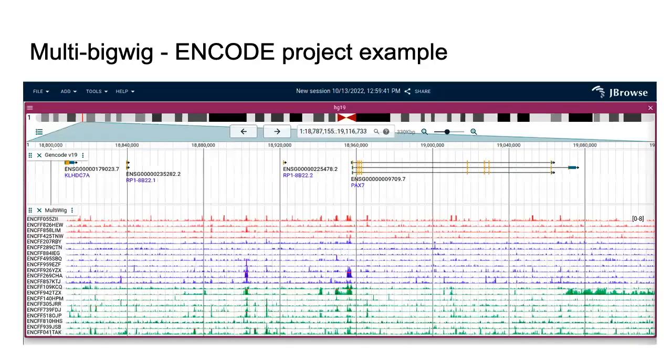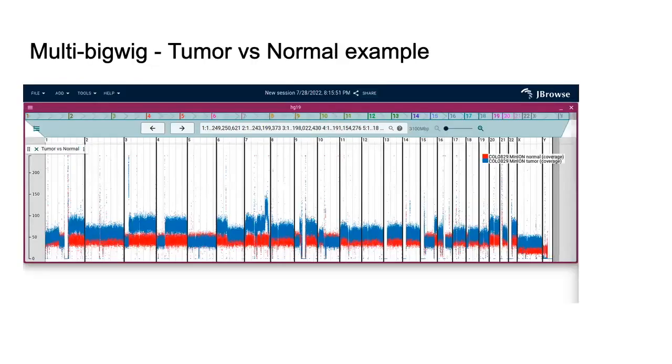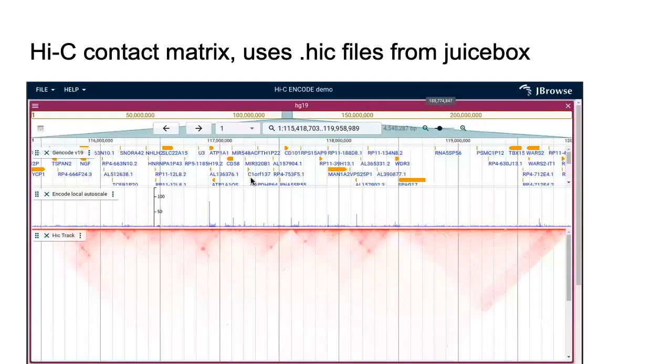And I'll just cover a couple other little miscellaneous fun things about JBrowse 2. We added something called multi-bigwigs right into the browser. So this is just a bunch of data from ENCODE, and you can color different groups of tracks as you will. And there's also, this is a multi-row layout, and then you can also overlay them. So this is a tumor versus normal sequencing data set, and you can see, because they're on the same y-axis, that there's CNVs that might be of interest.